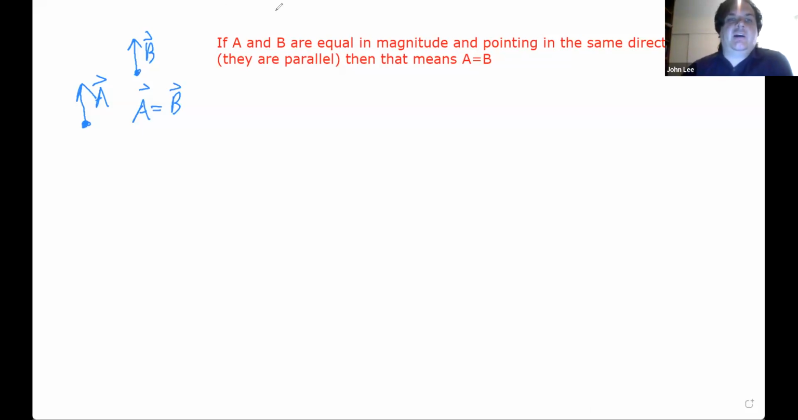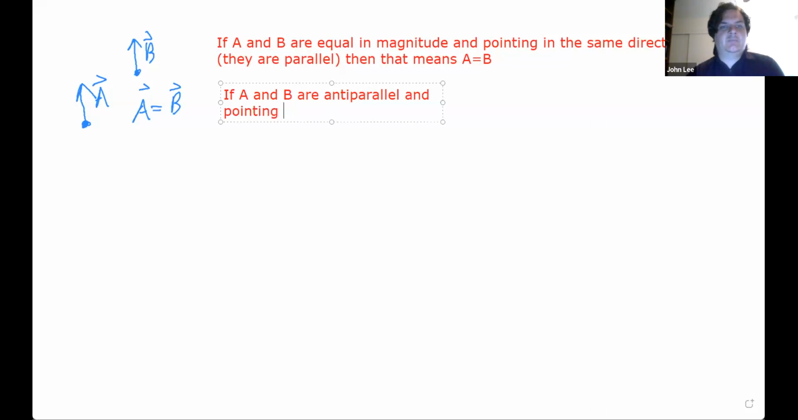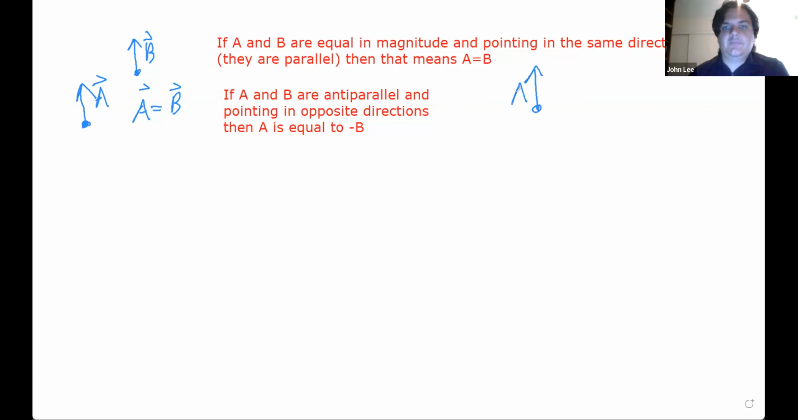If A and B are anti-parallel and pointing in opposite directions, then A is equal to negative B. So in this case, it would look something like A and then B, anti-parallel pointing in opposite directions. So A equals negative B.